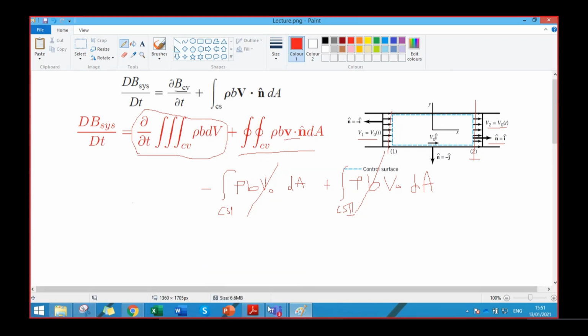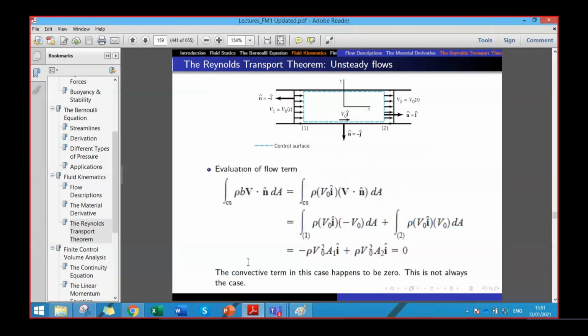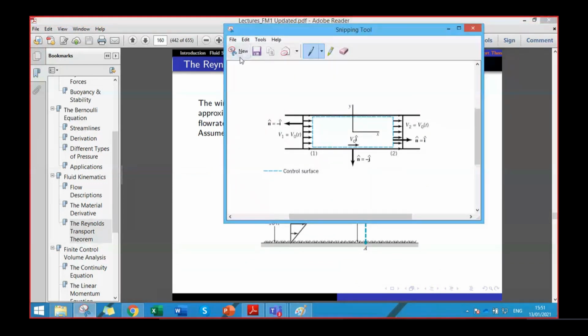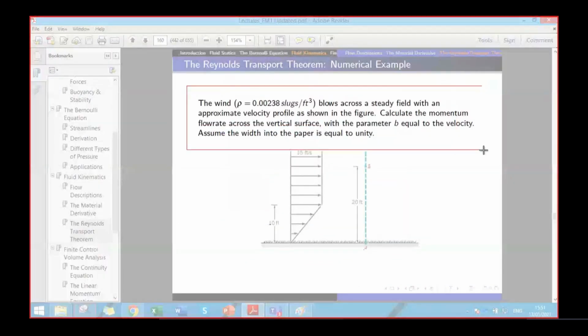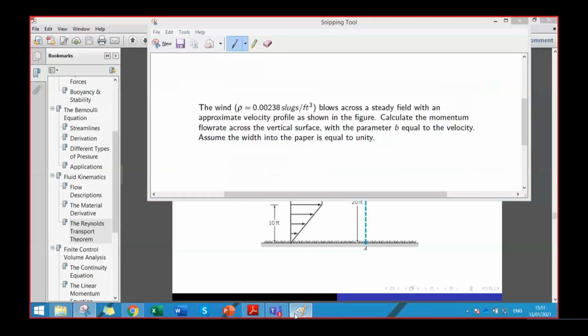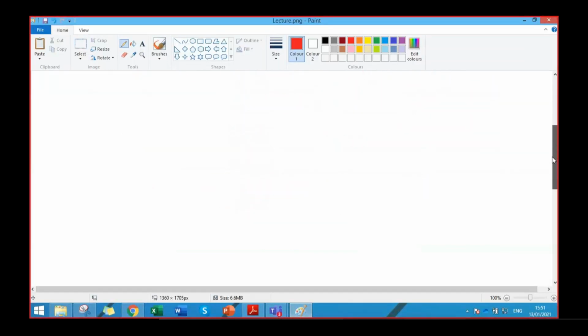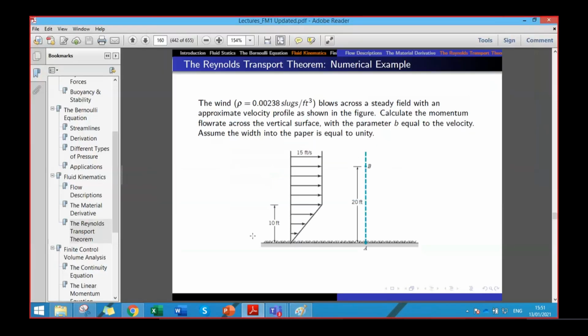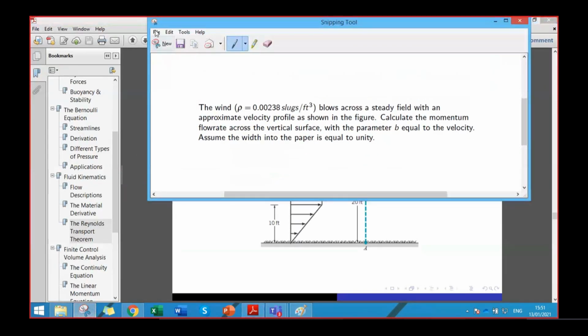Yes, sir. We see another example to further clarify how this concept will apply to the control surface and how it will help us. So this is a problem here, and this is its pictorial description.